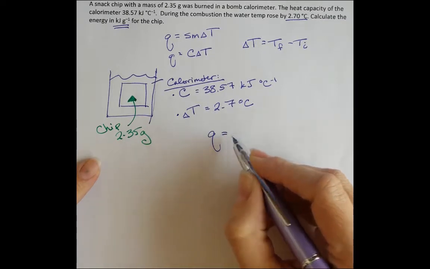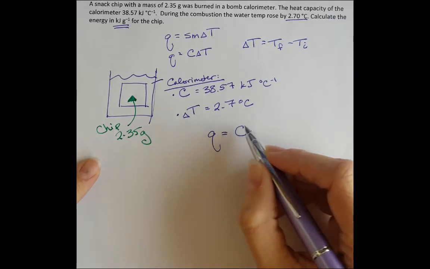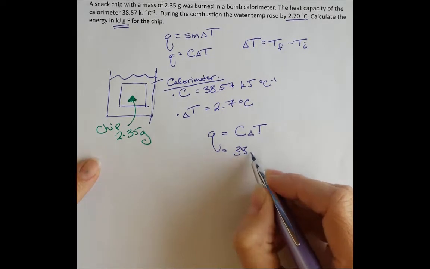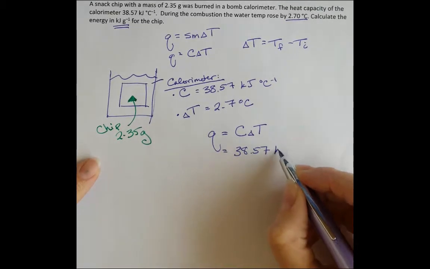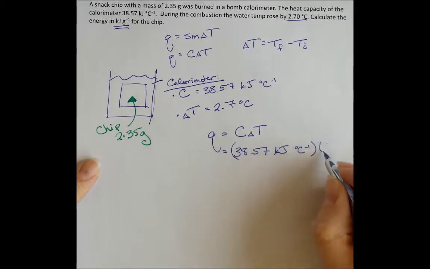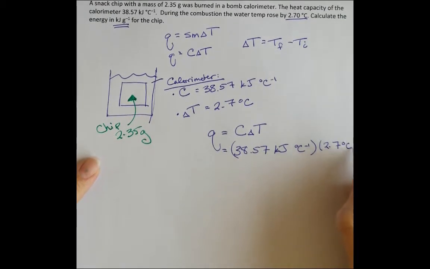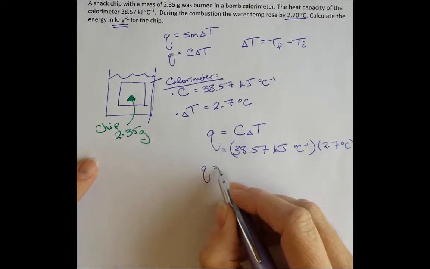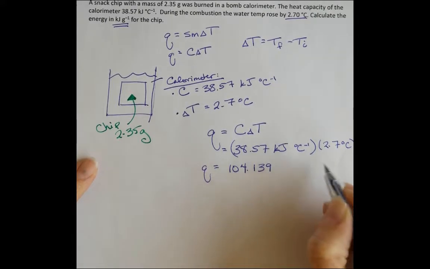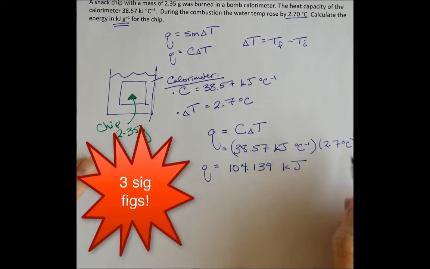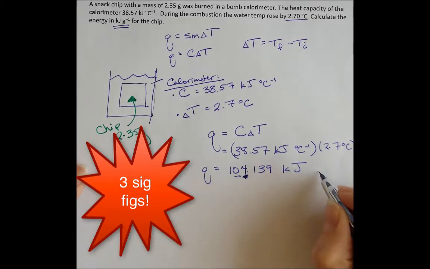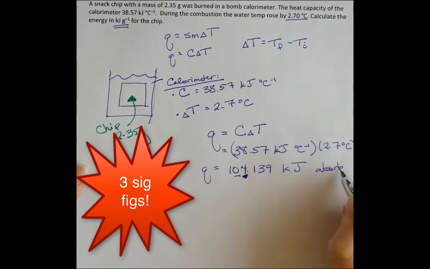So we're going to use Q equals our heat capacity times our change in temperature. So I'm going to use that 38.57 kilojoules per degree Celsius times that change in temperature, also given. So I get a value of Q of 104.139. That's too many sig figs. Then next, I have the amount of heat that's absorbed by the calorimeter. So that's what this number is.